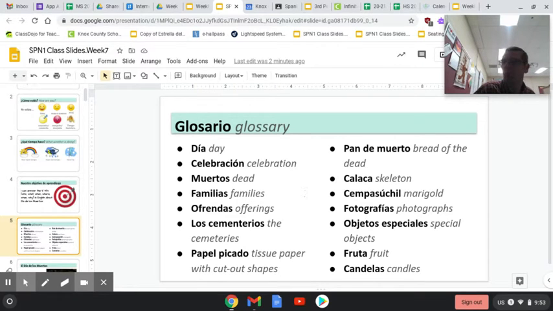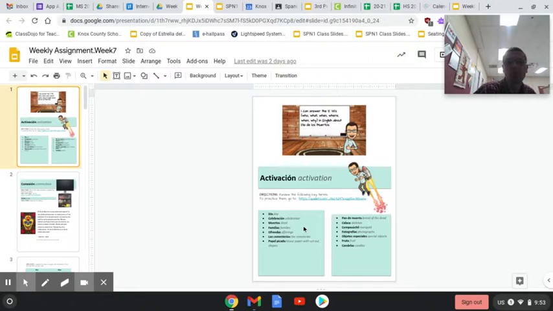So, what do you think Dia de los Muertos might be? Today, if you notice, there were a lot of vocabulary words, so there's no making predictions. Pretty much all this week, we're not making predictions. On most days, I'll have some kind of follow-up question from the lesson before. So it's going to be a little bit different this week.